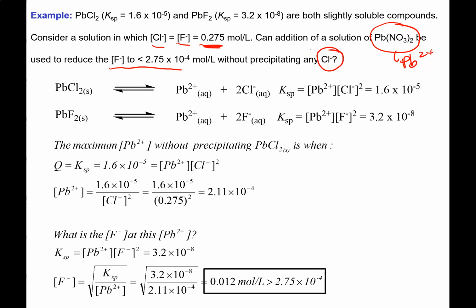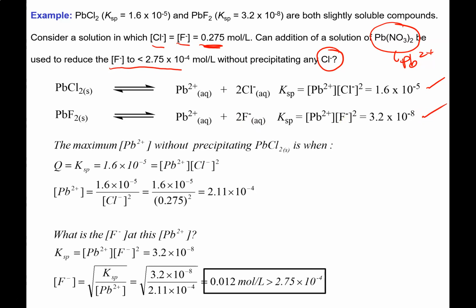This seems like a classic sort of question that might be asked of a chemical engineer. So this is quite interesting. Here are our two equilibria. Lead chloride is in equilibrium with lead 2 ions and 2 chloride ions, and we've got our Ksp, and then we've got lead fluoride in equilibrium with lead 2 plus ions and fluoride ions, and again we've got our Ksp.